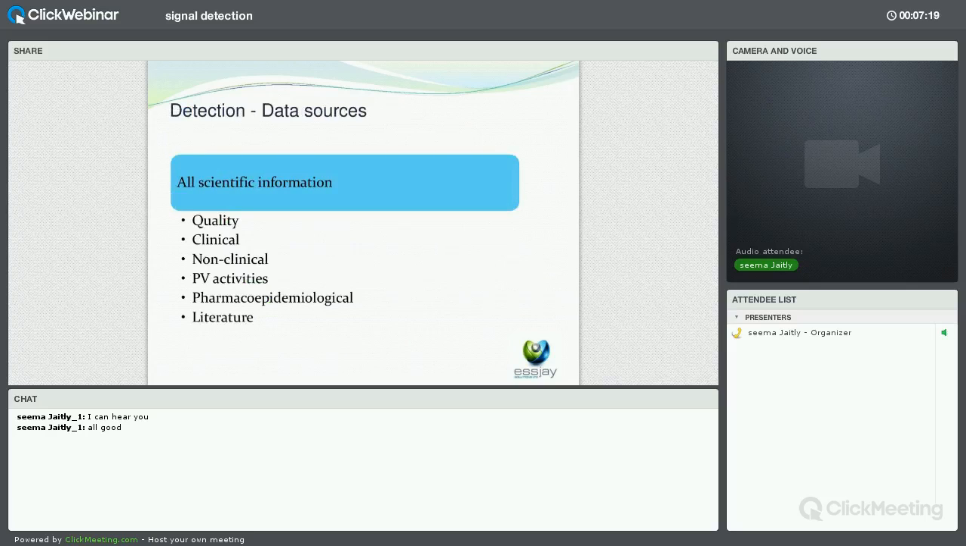So now focusing on the first bit, the signal detection side. So this is where you're looking for something that's not quite right in the sea of data that you have.